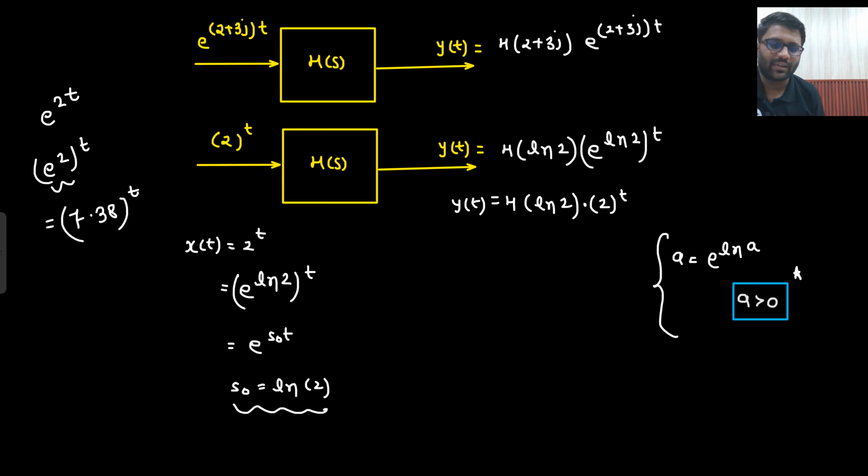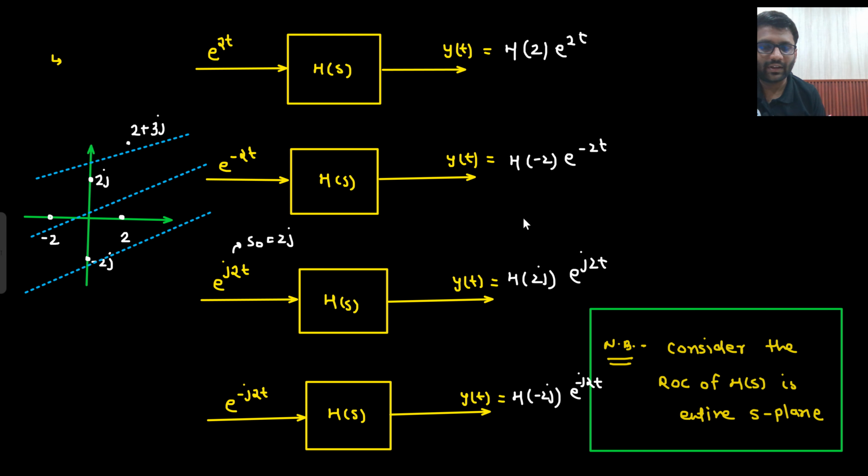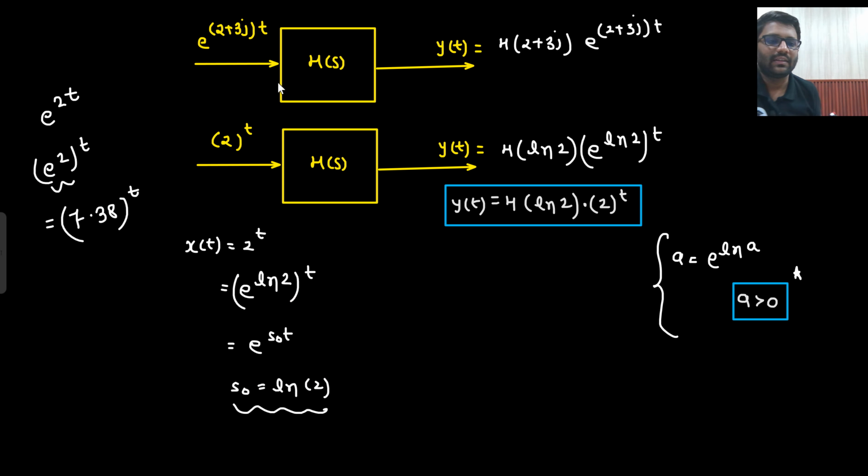Dot means it is in multiplication. Did you understand this point? So e to the power s naught t, and a to the power t. This is a to the power t only, right?